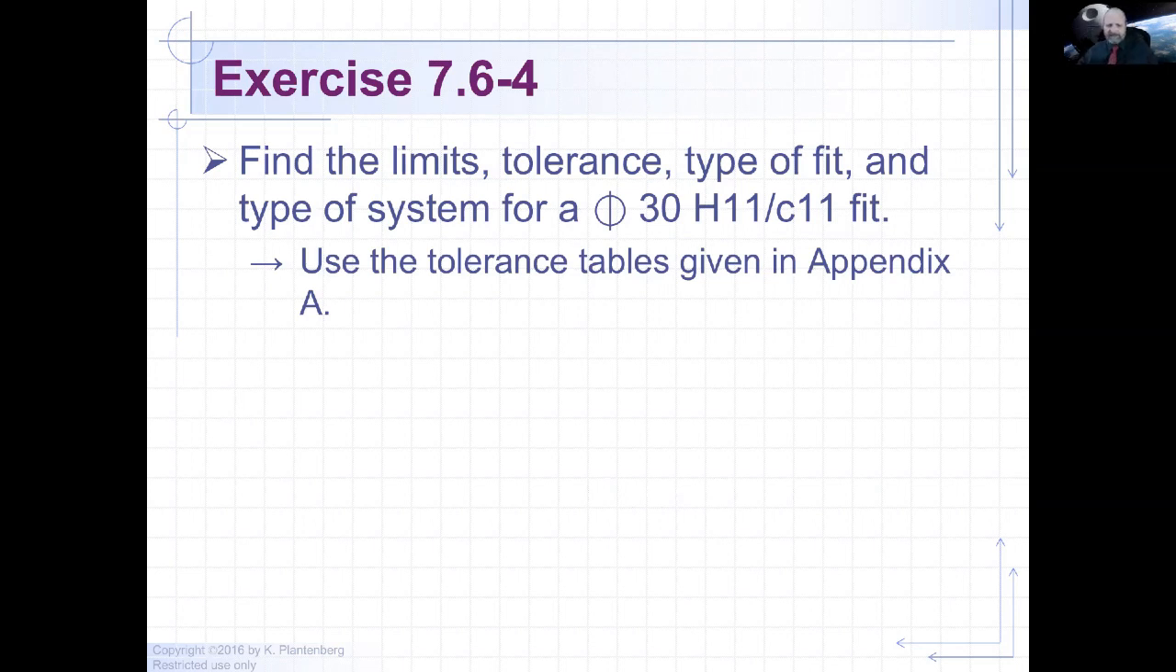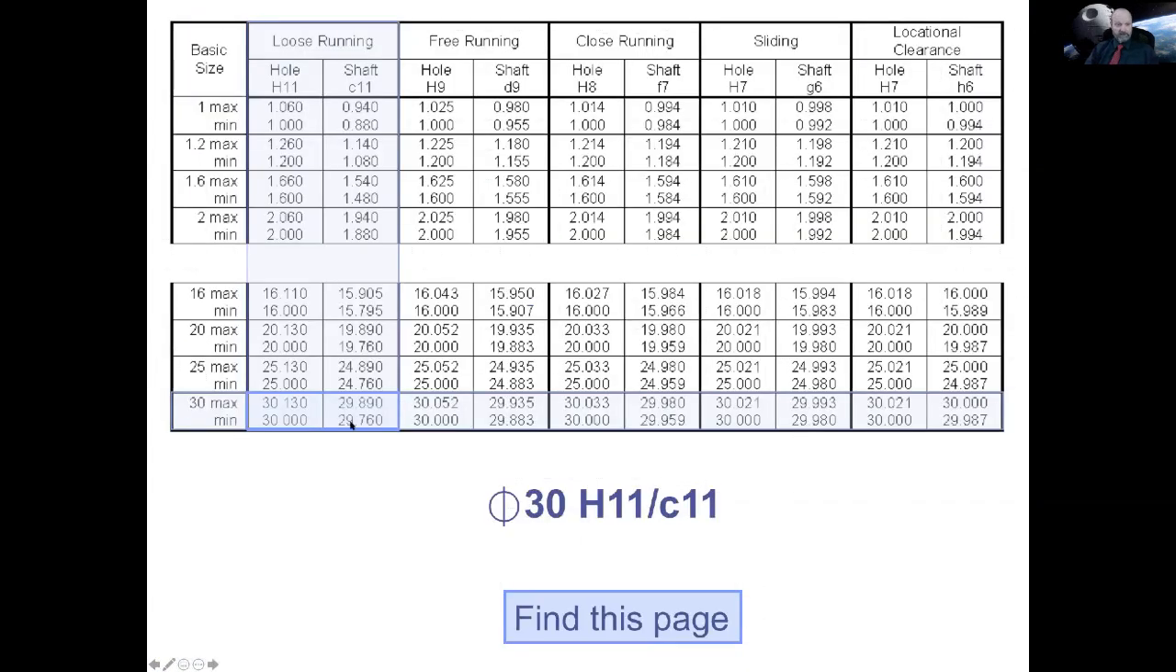So let's look at an example. All right, this is the example here. We've got a diameter of 30, so the basic size is 30. We have a hole with an IT number of 11, and then we've got a fundamental deviation that's H. Let's find out what that means in a minute. And then the same thing for the shaft. We've got a fundamental deviation of C with an IT number of 11. And this creates a certain type of fit. So let's take a look at what the tolerances would look like.